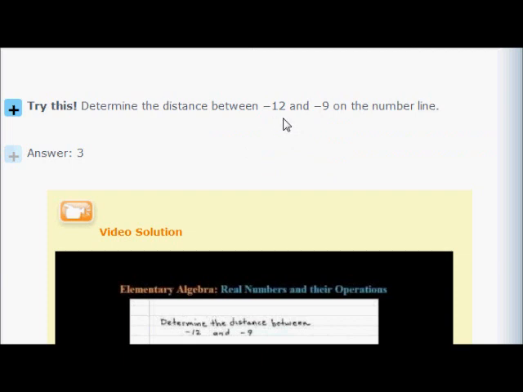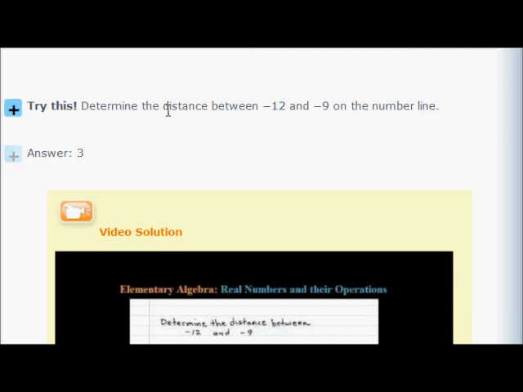So here's another question. What's the distance between negative 12 and negative 9 on the number line? It doesn't show the work here, but let's just do this in our minds. We're going to take a difference between these two numbers, so we have to be careful with the negative and positive signs here. Negative 12 minus negative 9. You've got a minus and then a negative 9, so the double negative means you end up with a positive. So you're going to have negative 12 plus 9.